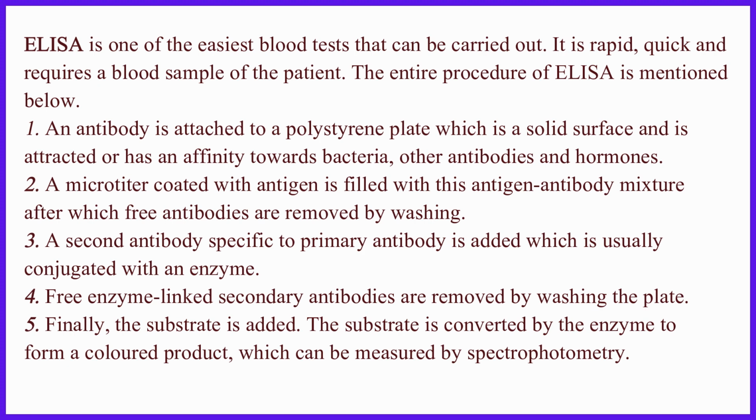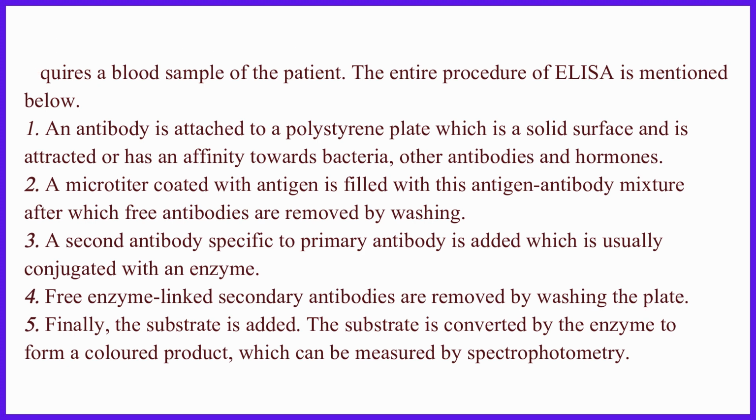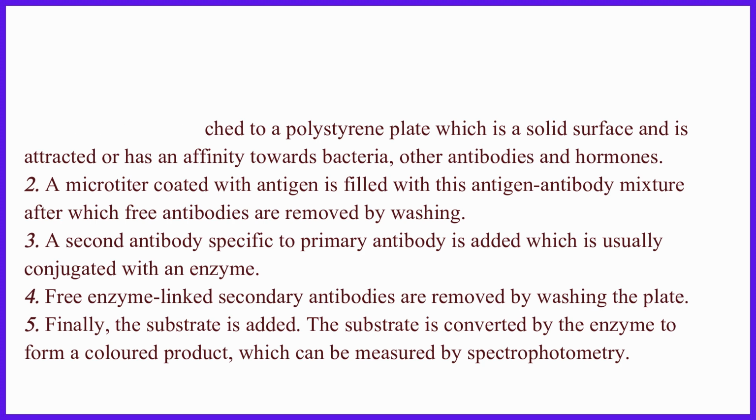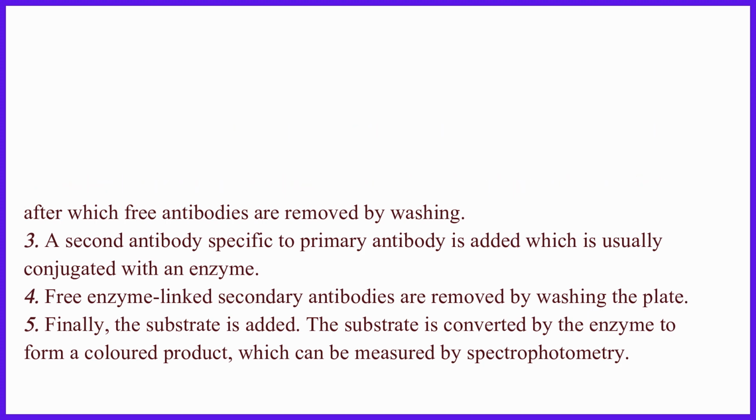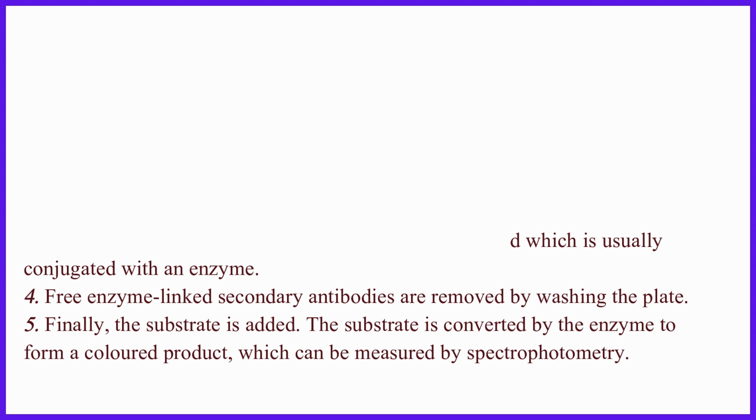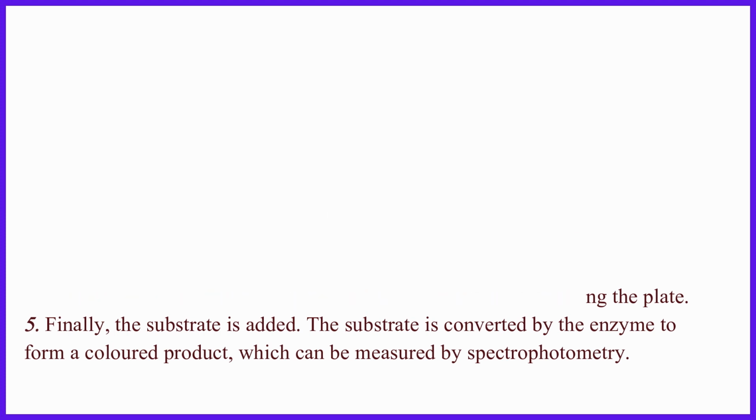A second antibody specific to the primary antibody is added, which is usually conjugated with an enzyme. Free enzyme-linked secondary antibodies are removed by washing the plate. Finally, the substrate is added. The substrate is converted by the enzyme to form a colored product, which can be measured by spectrophotometry.